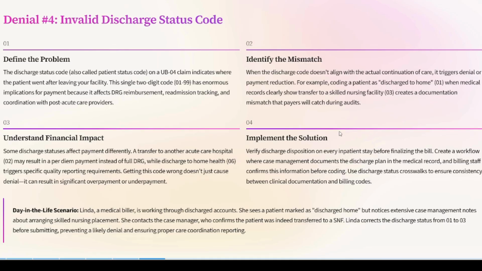Understanding financial impact. Some discharge statuses affect payments differently. A transfer to another acute hospital, which is the 02, may result in a per diem payment instead of a full DRG. While discharge to home health, which is the 06, triggers specific quality reporting requirements. Getting this code wrong doesn't just cause denial. It can result in a significant overpayment or underpayment.